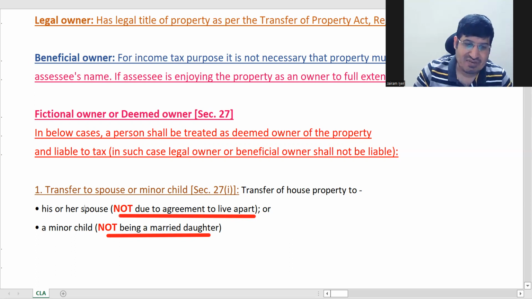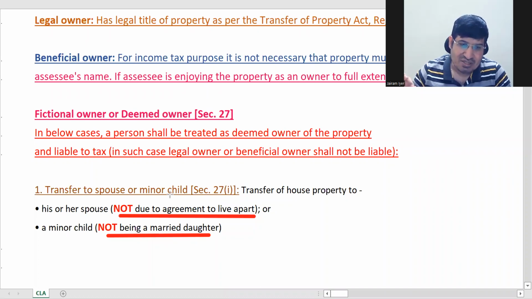Now why are these exceptions there, the logic I will also explain to you. See, many times what happens is that persons want to escape taxation of house property, so they transfer their house to their spouse or minor child's name.